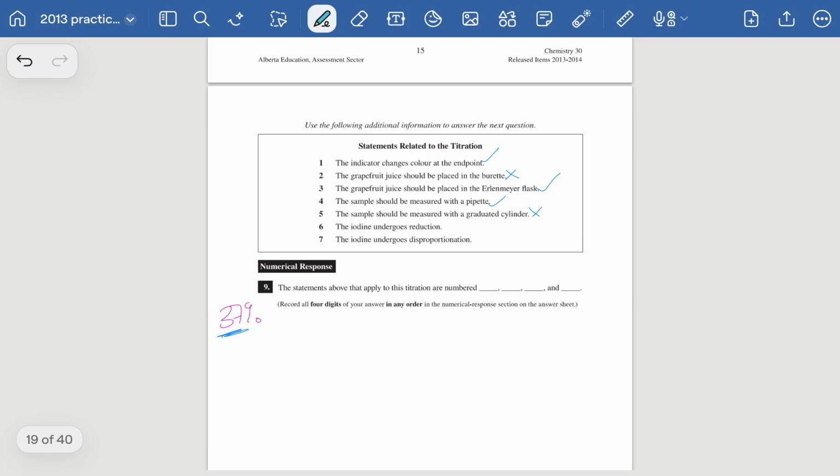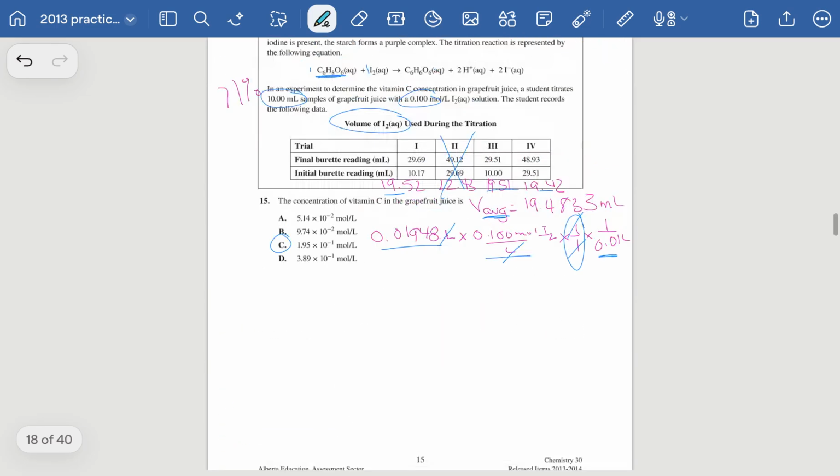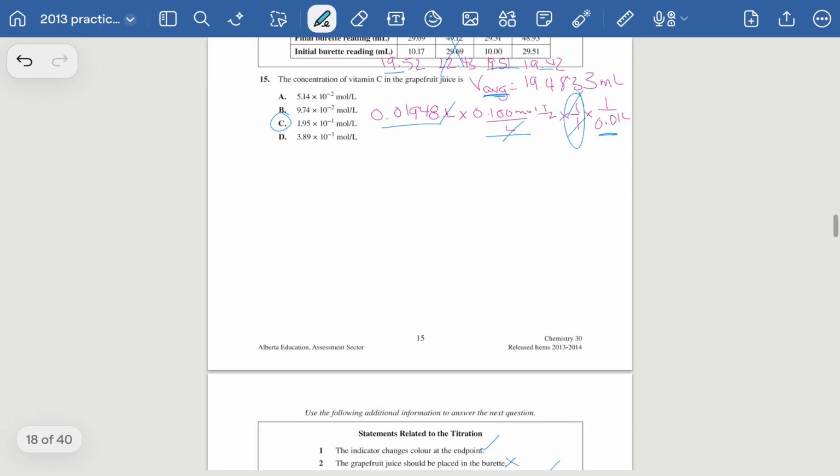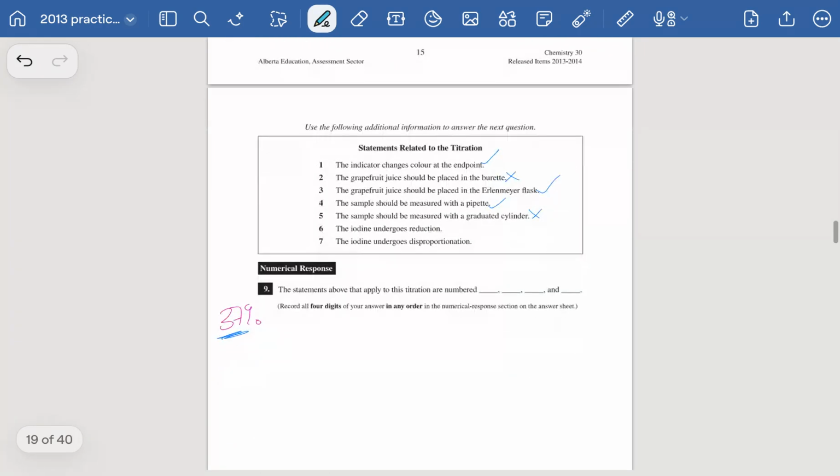And then question 6, iodine undergoes reduction. For this question, you would have to go back to the equation, right? And just assign some oxidation numbers. It goes from 0 to -1. So we are gaining electrons, and reduction is gain. So going back, iodine undergoes reduction.